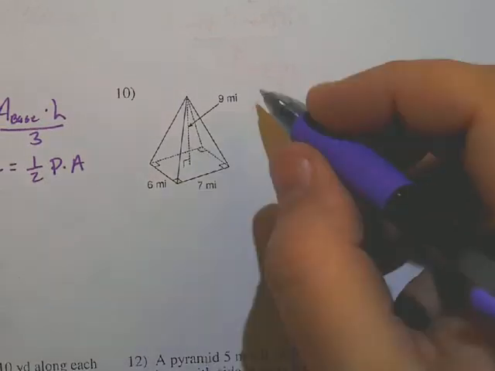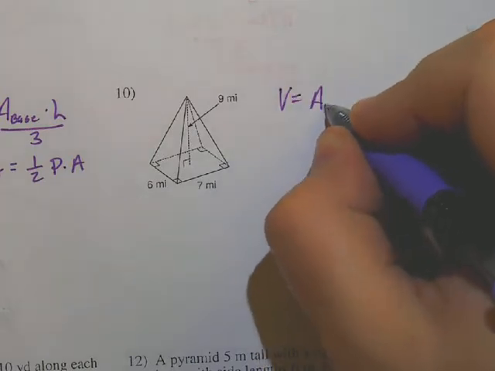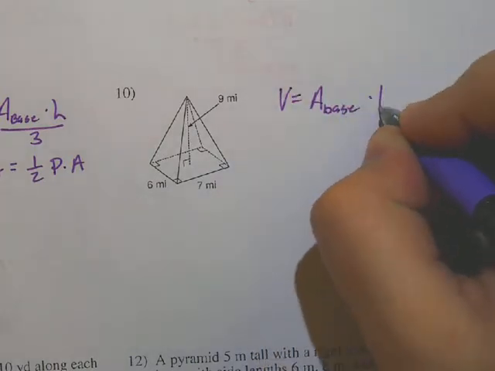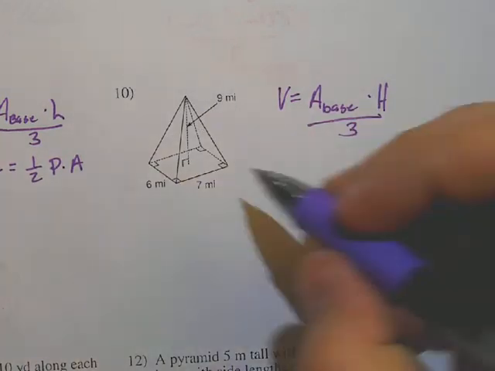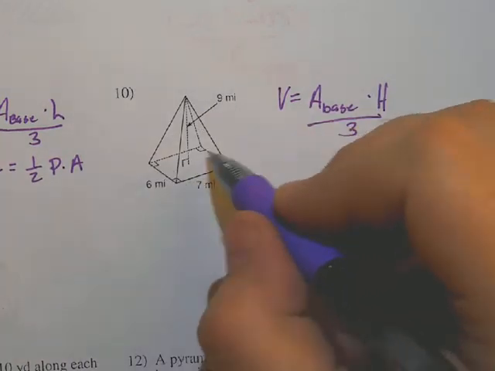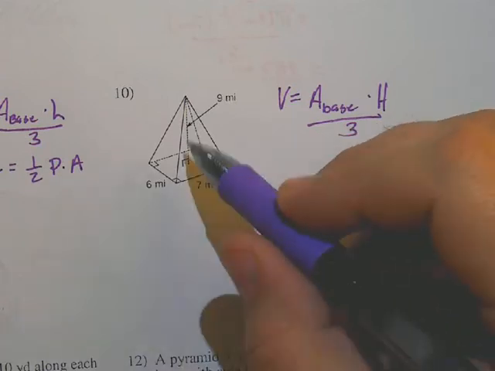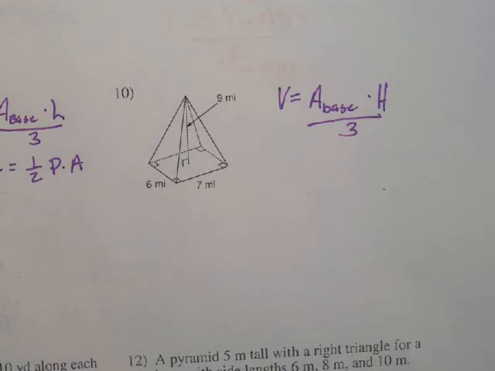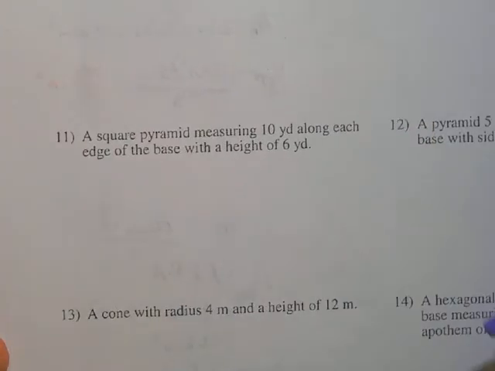Number 10, well, this one's pretty cake. Volume equals the area of the base times the height divided by 3 because it's a pyramid. So you need to find the area of this base. Well, it's a nice little rectangle here for you, so that should be easy enough to find the area of that. Multiply by the height and divide by 3. There you go, bada bing, bada boom.